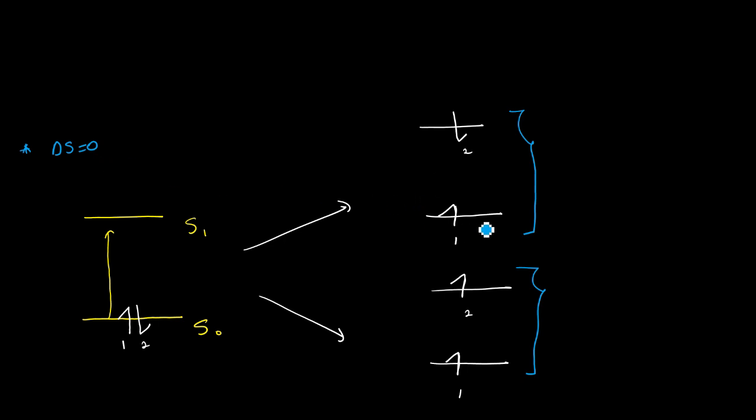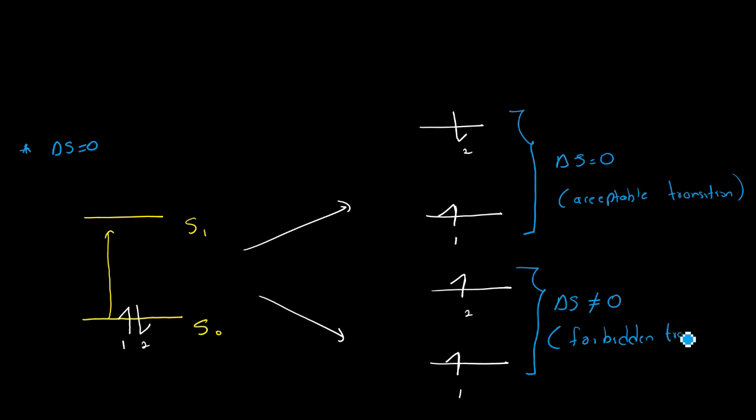So look at this place: this is the ground state, and this is after the excitation. The total spin has not been changed, the same spin as here. Delta S is 0, so this is an acceptable transition, otherwise called an allowed transition. But in this case you can see delta S is not 0. So we call this a forbidden transition.